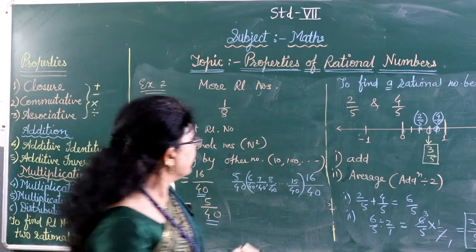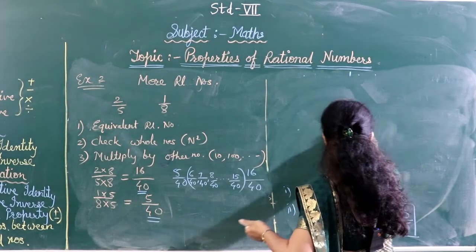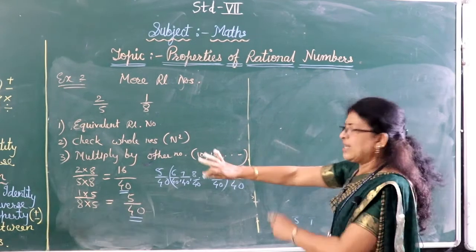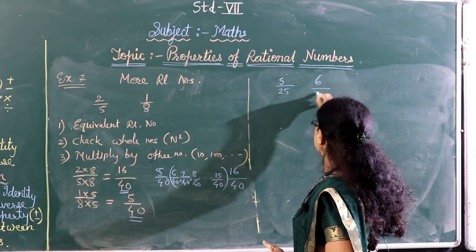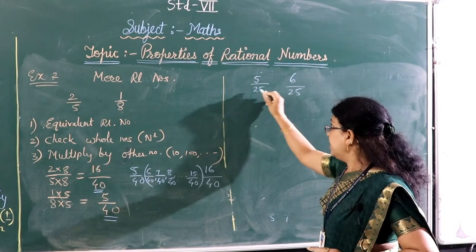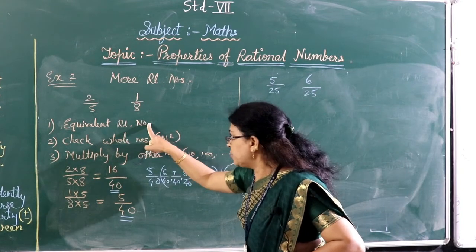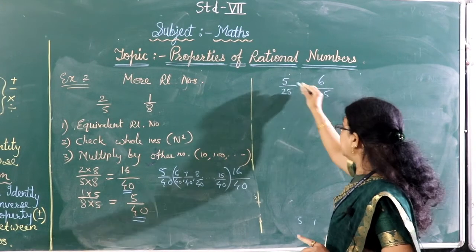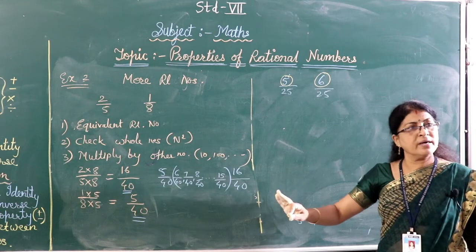Sometimes what happens, I am explaining with another example: after converting into equivalent rational numbers, we get 5 upon 25 and 6 upon 25. If two rational numbers come like this after converting into equivalent rational numbers in the second step, now see, between 5 and 6 no whole number comes.